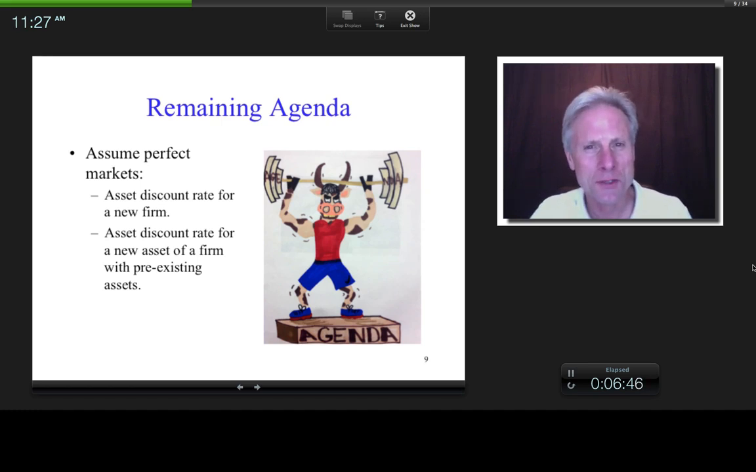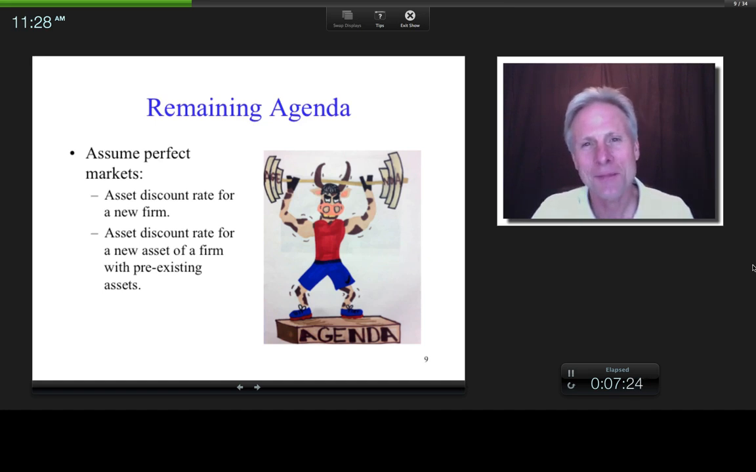So let me ask you this. These perfect market assumptions, no taxes, no transaction costs, no information asymmetry, is that realistic or unrealistic? Well, clearly that's unrealistic, right? I mean, obviously. So why would I waste your time seeing how the world works, if you will? What is the discount rate in this totally unrealistic world for a brand new firm and then for a new project with a pre-existing firm? What's the point?